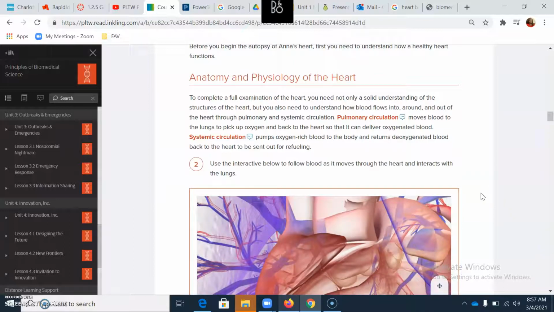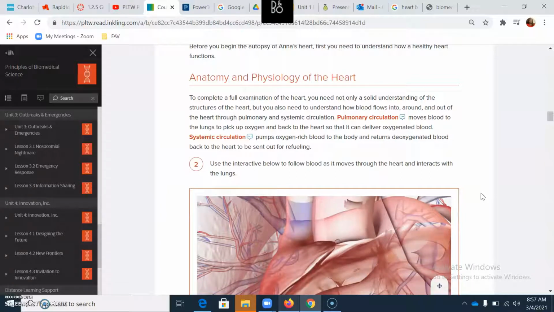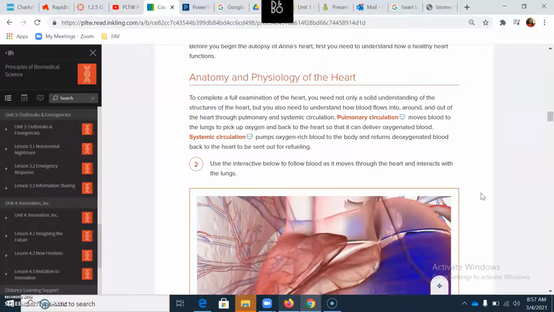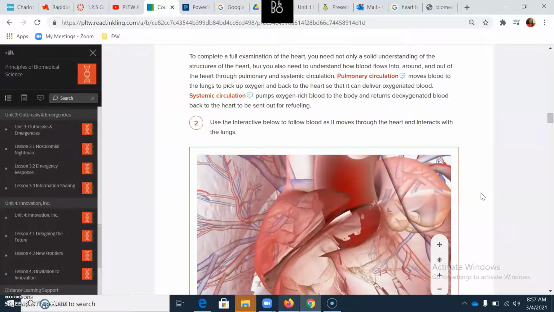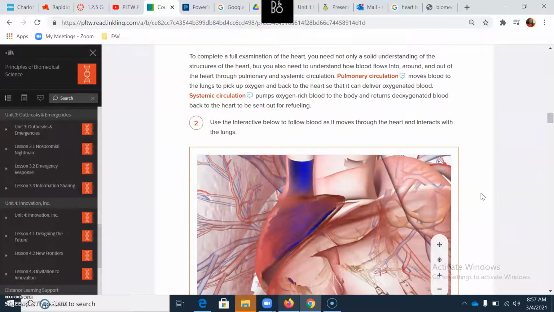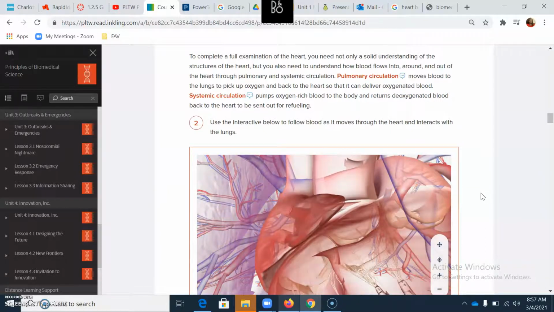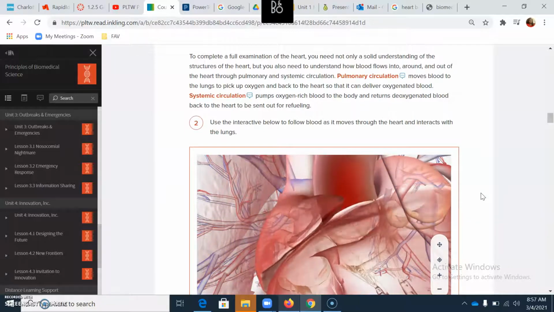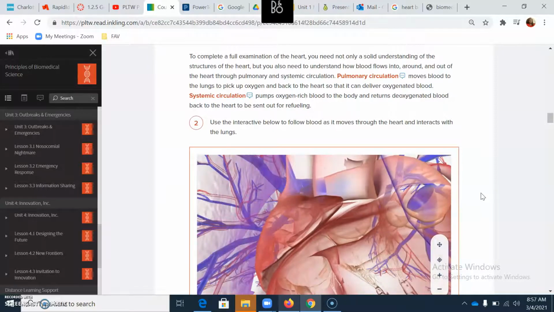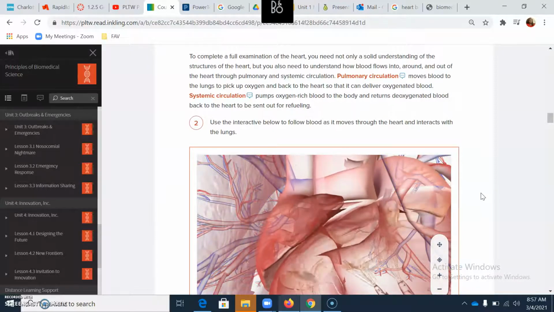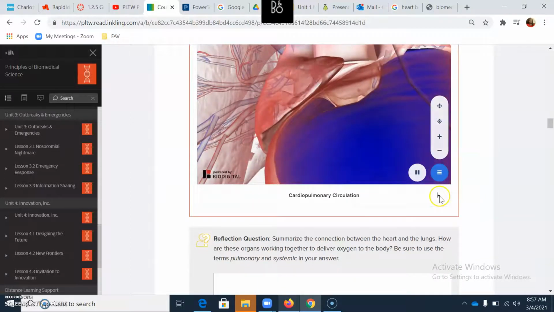To complete the full exam of the heart, you need not only a solid understanding of the structure of the heart, but also you need to know how blood flows into, around, and out of the heart through pulmonary and systemic circulation. Pulmonary circulation moves blood to the lungs to pick up oxygen and back to the heart so it can deliver that oxygenated blood. The systemic circulation pumps oxygen-rich blood to the body and returns the deoxygenated blood back to the heart so it can be sent out to the lungs again for refueling. So it's like a circulation process. That's why the heart and the lungs work so closely together.